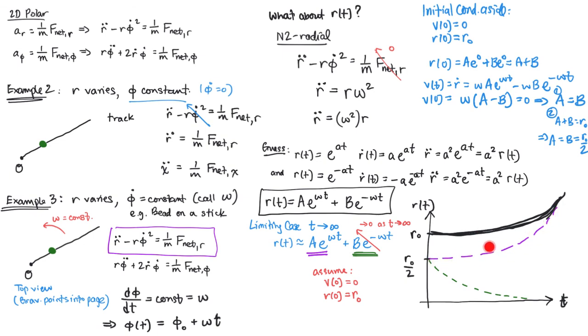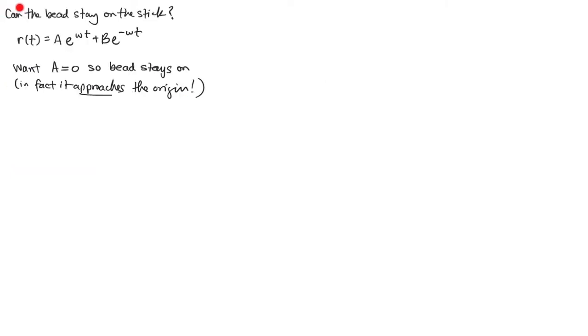So what does it mean to get rid of this purple curve? Well, we have to set a to 0. Is there a set of initial conditions that give a equals 0? Because if so, then the bead will not fly off of the stick. Our task is to make the bead stay on the stick, which means in general, the only way that's going to happen is either you put the bead at the origin, in which case r is always 0, or you figure out a way to make a 0 so that there's no exponential growth of the position, only an exponential decay of the position. So how can we make a equal to 0?